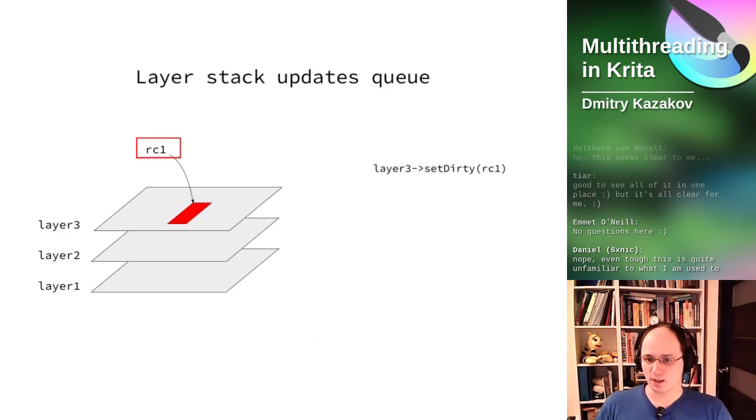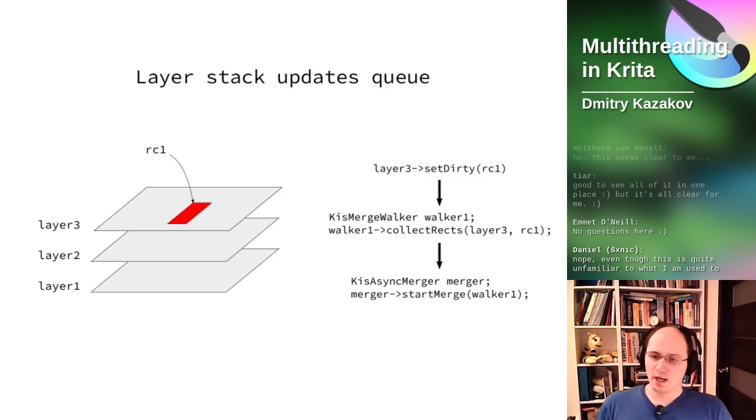There are two big steps that happen. First, the scheduler creates a special class, keysMergeWalker. This is something like an iterator over layers. So it goes through all three layers of the image and collects information about how these layers should be composed. And this information is rather complicated because we may have filter layers like Gaussian blur filter.